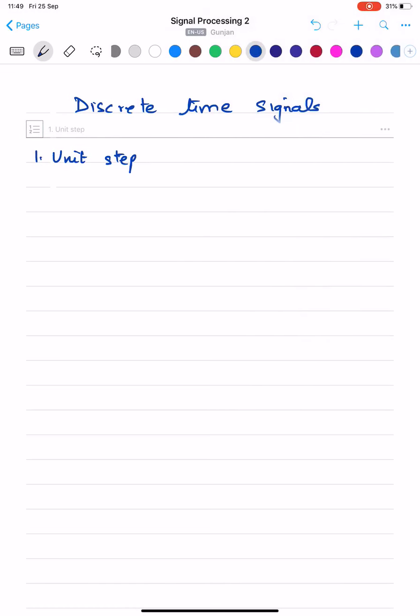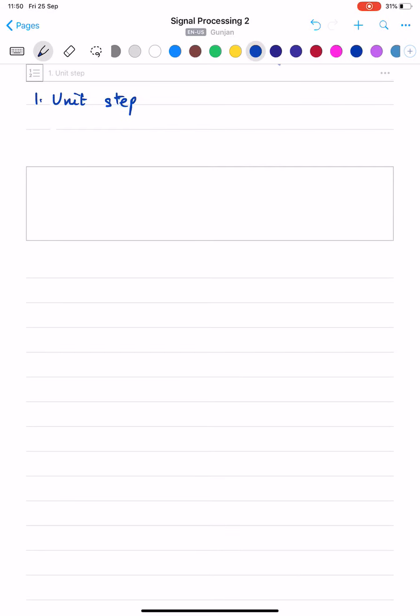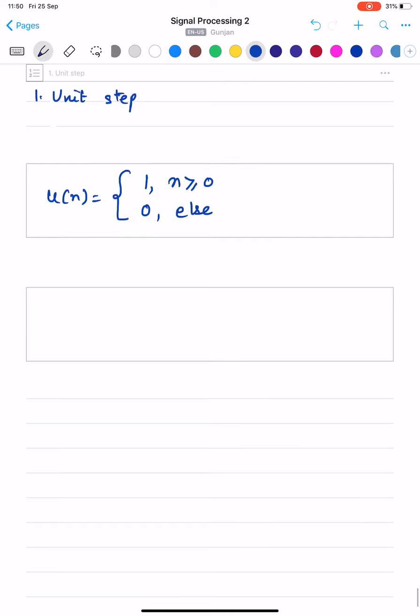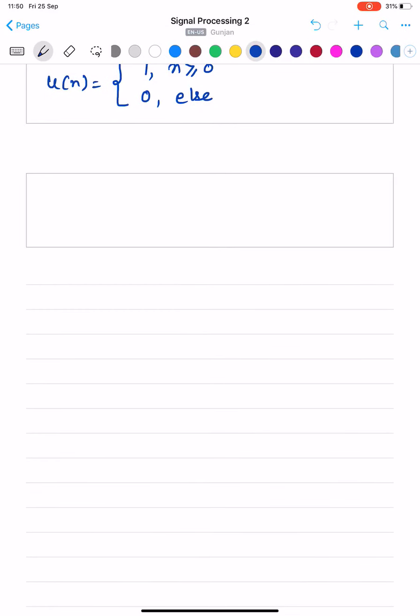and in terms of the equation it will be written as 1 for n greater than equals to 0 and 0 for the remaining points. The difference will be more in the form of the way you are going to sketch it.